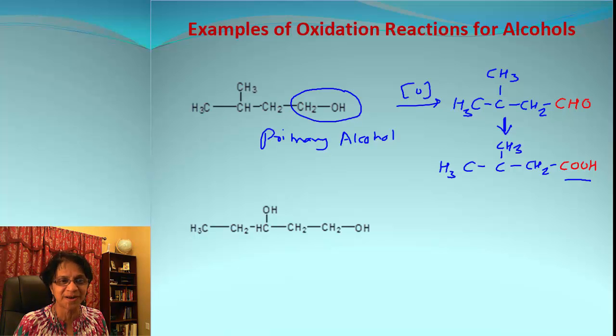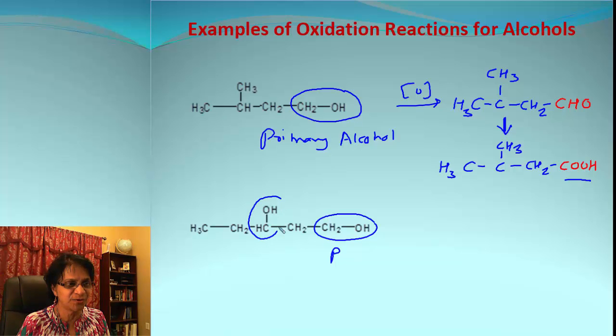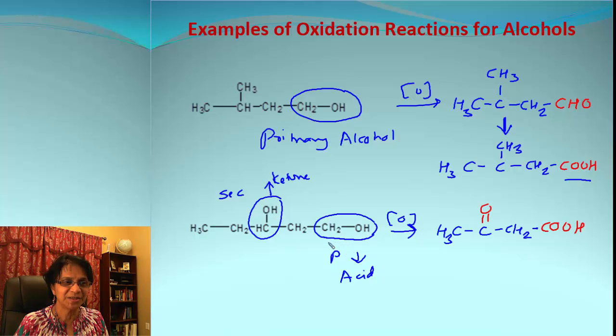Let's look at our second example. And we got here two alcohols. Look at the one here. This is primary. And if you look at this one, this is going to be secondary alcohol. So when we oxidize that, this is going to lead to an acid and this is going to lead to a ketone. So look at the end product. The primary alcohol here is converted to a carboxylic acid and the secondary alcohol is converted to this ketone.